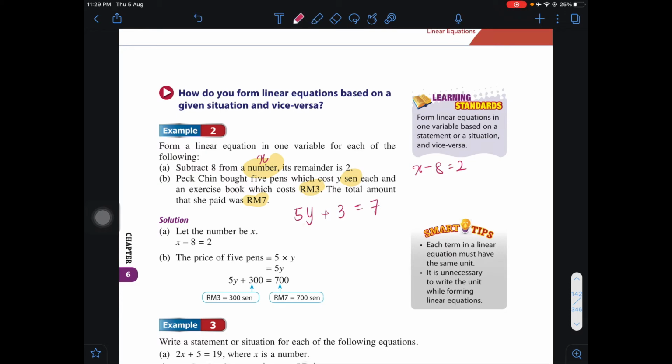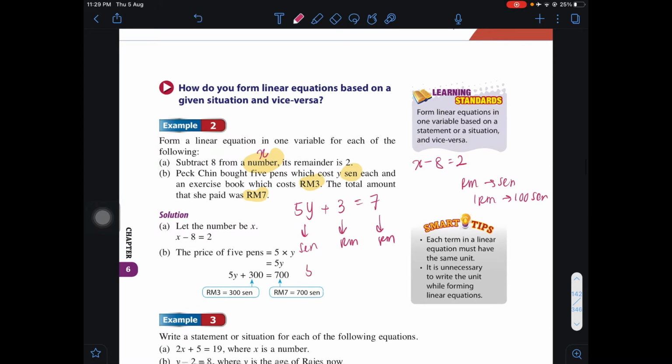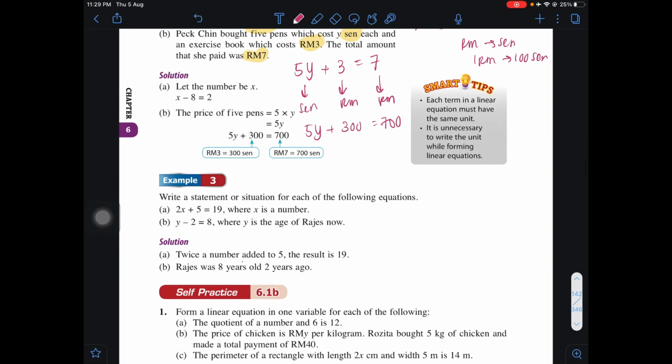5Y is in cents because the price of 1 pen is Y cents. So this one is in cents. 3 is RM. 7 is RM. So the easy way is you need to convert RM to cents. 1 RM equals 100 cents. So 5Y plus 3 ringgit means 5Y plus 300 cents equals 700 cents. Okay, easy like that.